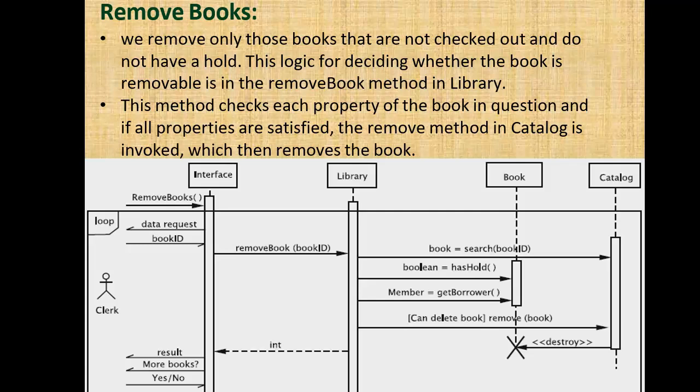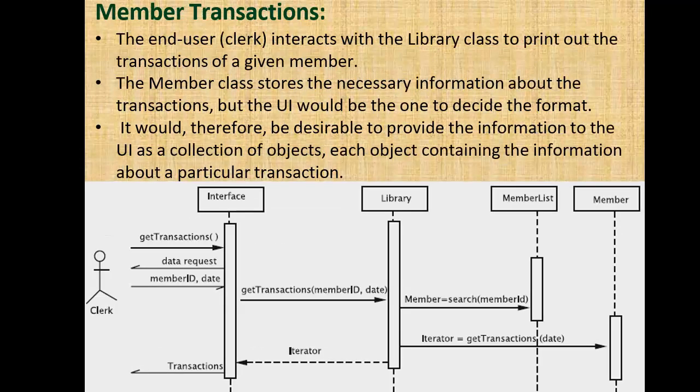So the same sequence diagram: interface, library, book and catalog class. The invoked method is remove book; data request, take the book ID, then remove that book based on the book ID. Search that book first, whether a hold is there or not, you check with the borrower. Once you get all details, you remove that book and destroy it and send the result in the form of an integer, and if there are any more books, just continue.